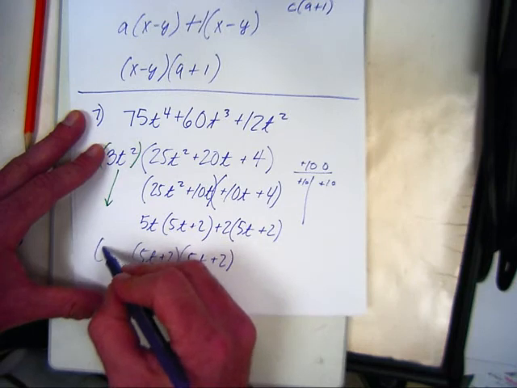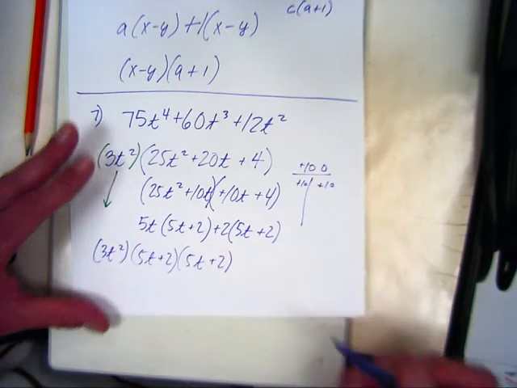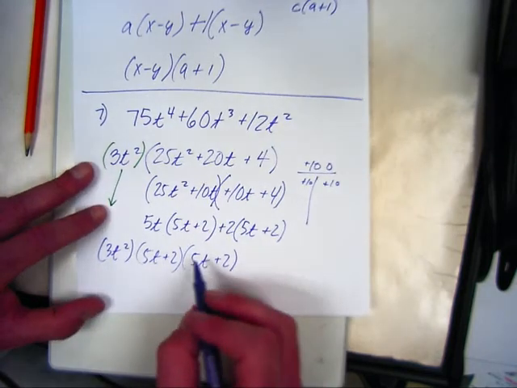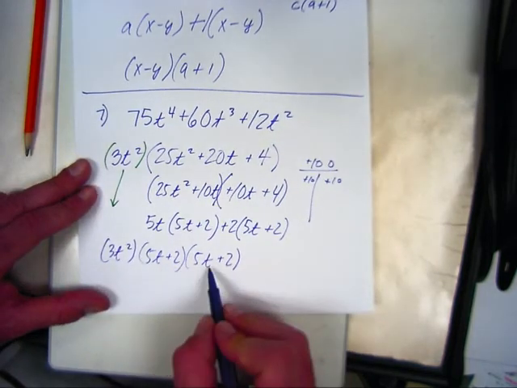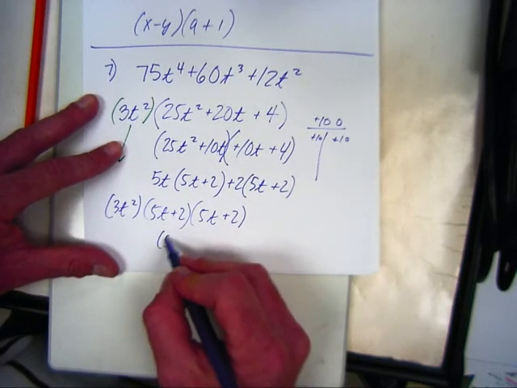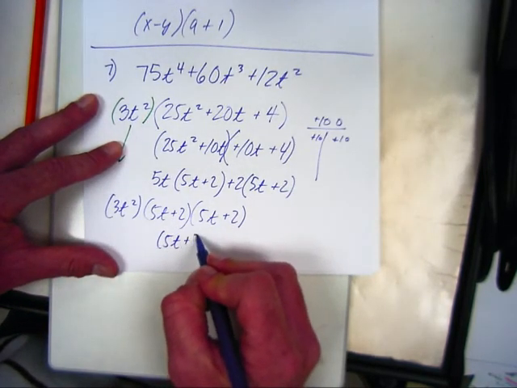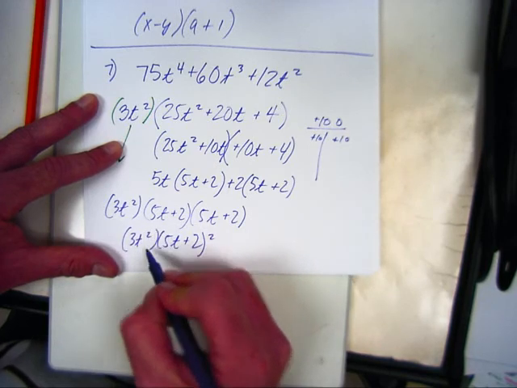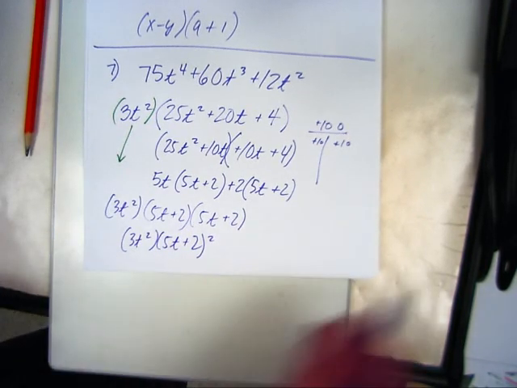And I'm going to bring this 3t squared down. So we end up with this as our almost final factored form, but since these are exactly the same, again, this is a perfect square trinomial, so it's going to be 5t plus 2 squared here, and then we bring down this 3t squared. This is our final factored form for number 7.